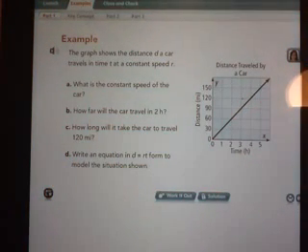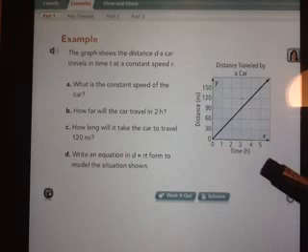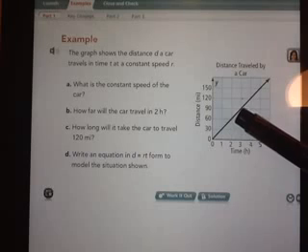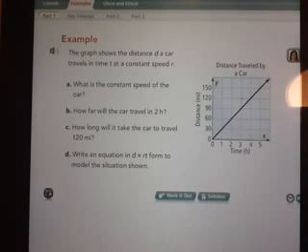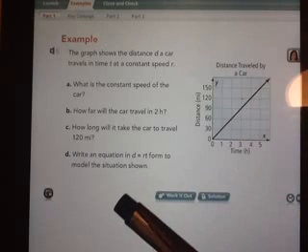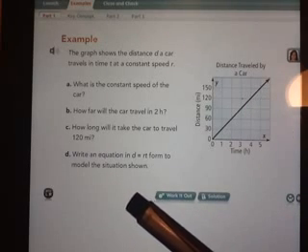To answer question B, it says how far will the car travel in 2 hours? Since 2 is represented on our graph, it's easy to determine without using any type of equation. You just look at your x-axis and find the number it's asking for. It's asking for 2 hours on your x, so you want to see where that crosses your y-axis, and it's 60 miles on the y, so we traveled 60 miles in 2 hours. Part C says how long would it take the car to travel 120 miles? I find 120 miles on my y-axis, and I see where that line crosses the x-axis, and we travel 120 miles in 4 hours.